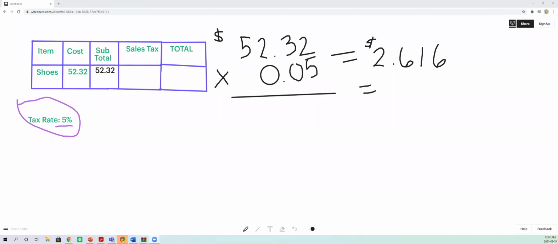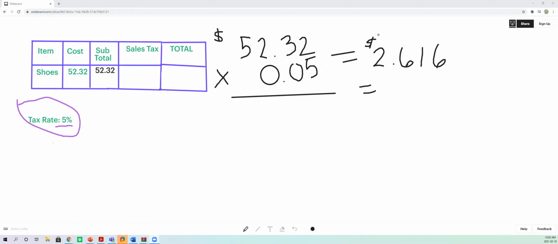Okay, so I'm just going to share my screen again. Okay, so now we are looking at $52.32 times 0.05, which is 2.616. Okay, that's how much tax is on this product if we're using a tax rate of 5%. Hopefully you got that answer too.